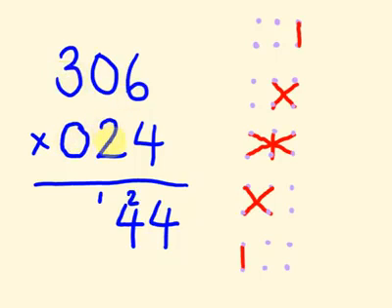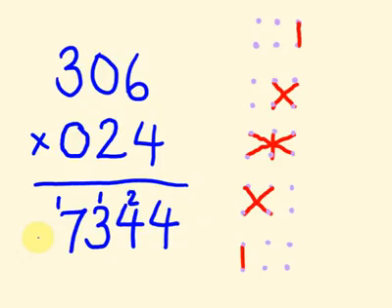4 times 3 is 12. 6 times nothing is nothing. 2 times nothing is nothing. So 12 plus this 1 here is 13. Carry the 1. 3 2s are 6. Nothing times nothing. So 6 plus this 1 here is 7, and then 3 times nothing is nothing. I won't bother to put that in. There's our answer, 7,344.